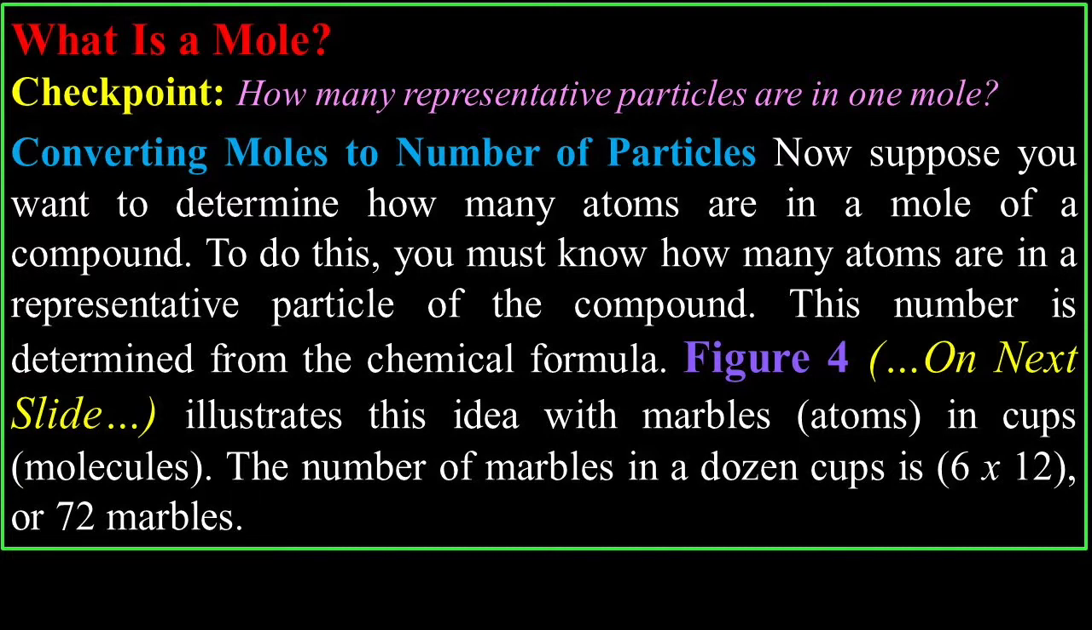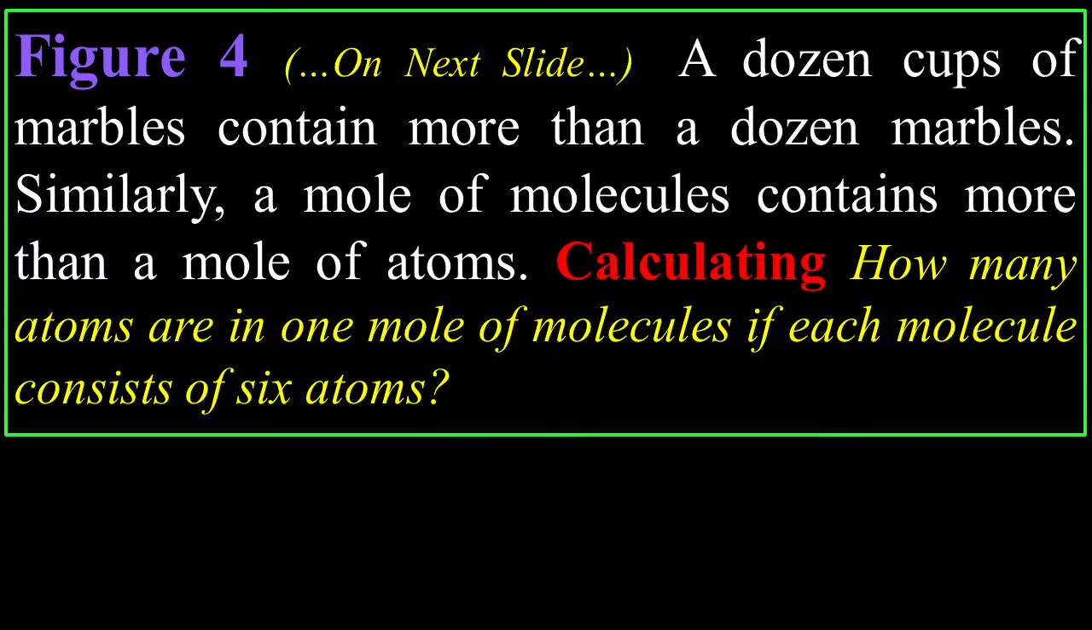Marbles are atoms. In cups, they're molecules. Okay? The cups are the molecules. The number of marbles in a dozen cups is 6 times 12. All right, so there's more than 6 in these particular molecules, but that's just the number of atoms.